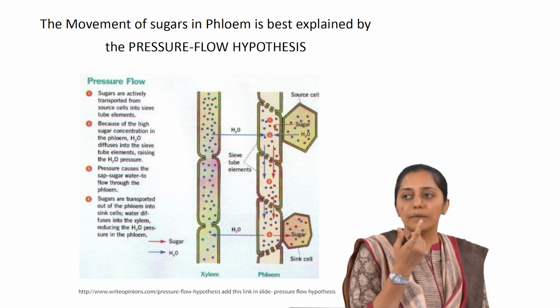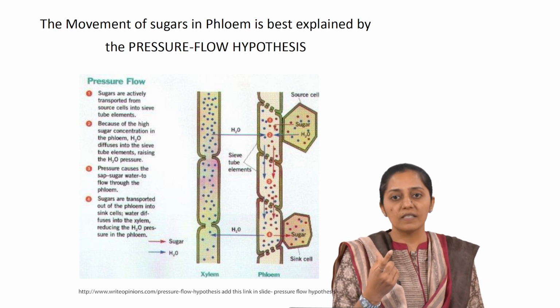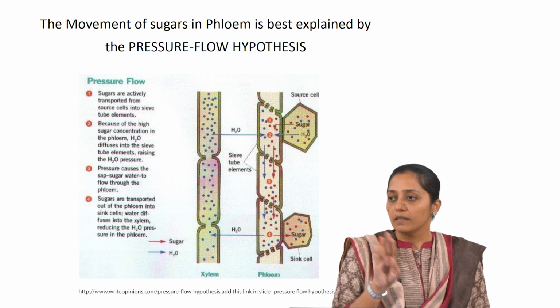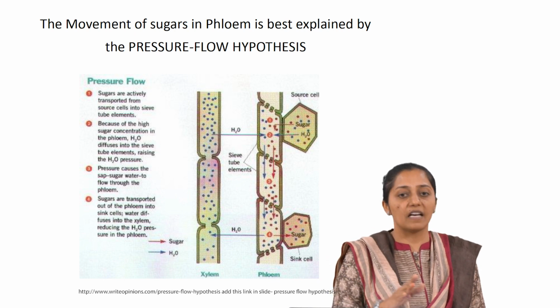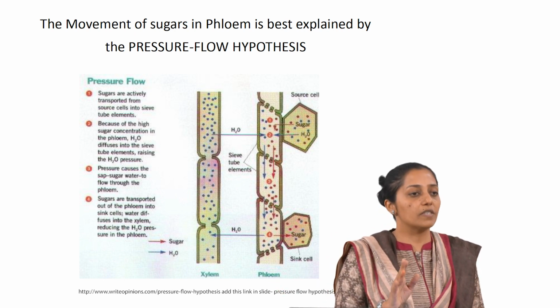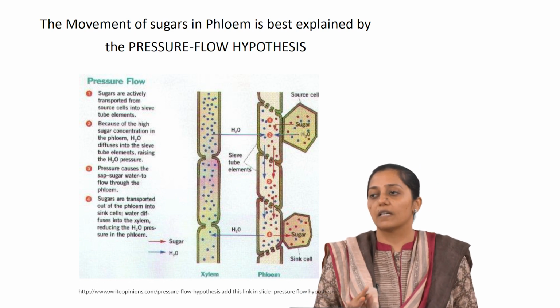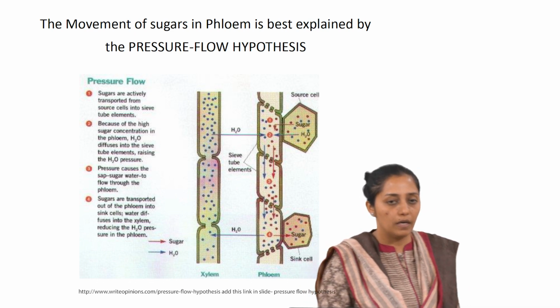So, there are membrane proteins, transport proteins, which help in downloading of these molecules against the concentration gradient. That is called the pressure flow hypothesis.